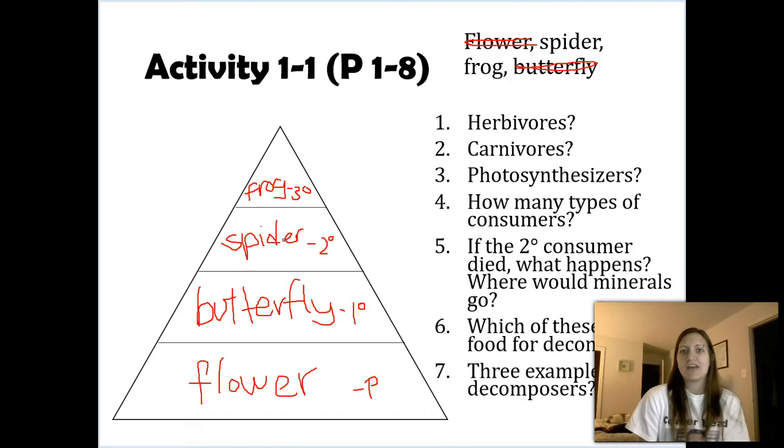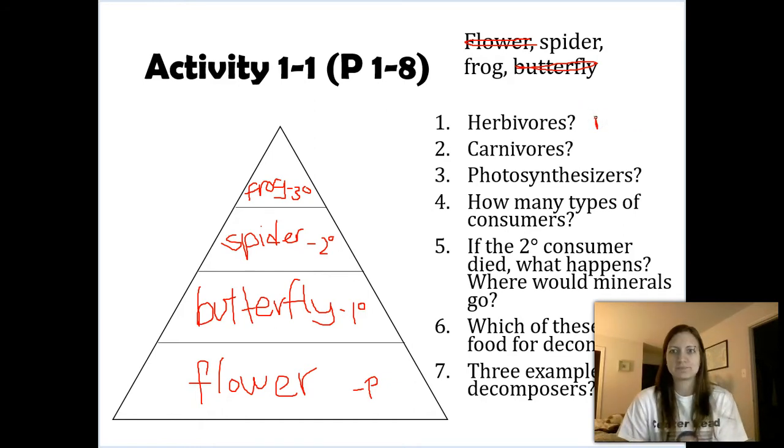So that answers the first part of the exercise. The first question asks, how many herbivores are there, or what are the herbivores? Well, in this case, we only have 1 herbivore, and that's our butterfly. Our butterfly is eating plants, and we know herbivores eat plants. So we have 1 herbivore, and that herbivore is the butterfly.